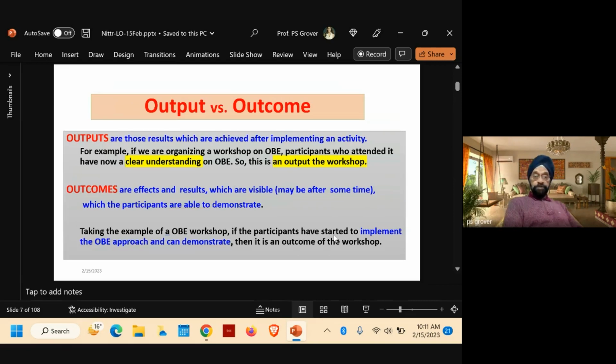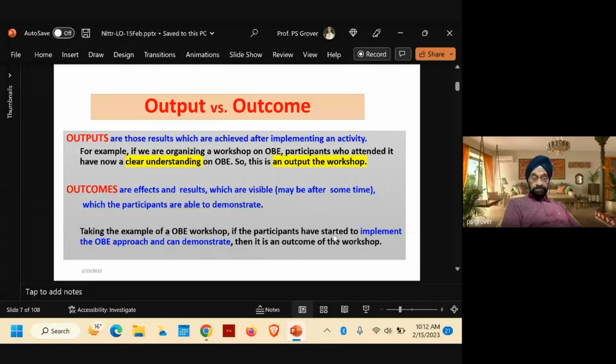So, output versus outcome. Outputs are those results which are achieved after implementation of an activity. For example, if you are organizing a workshop on OBE, participants who attend it now have a clear understanding of OBE, so this is an output of the workshop. That means the understanding of what OBE is, is the output. But what is the effect of attending a workshop? That is whether I can do the same thing.